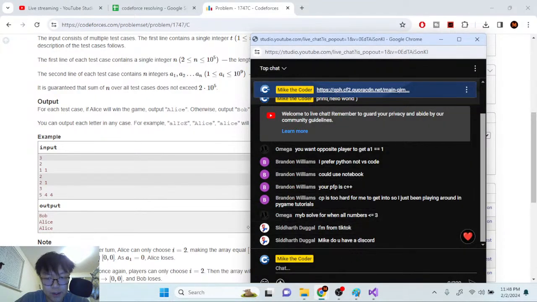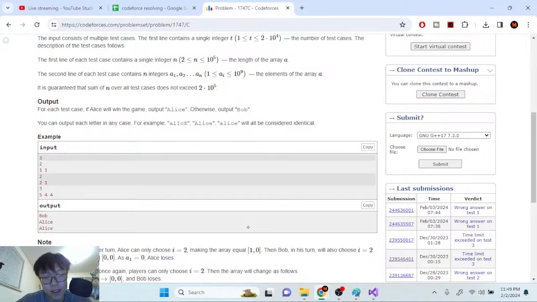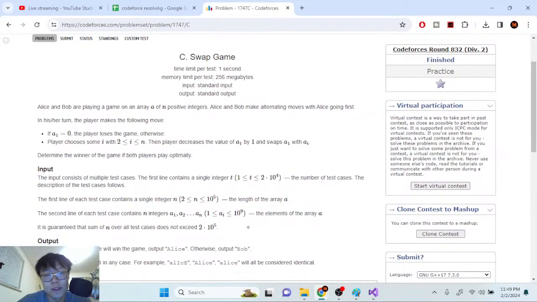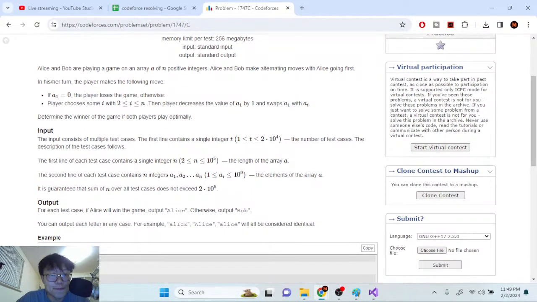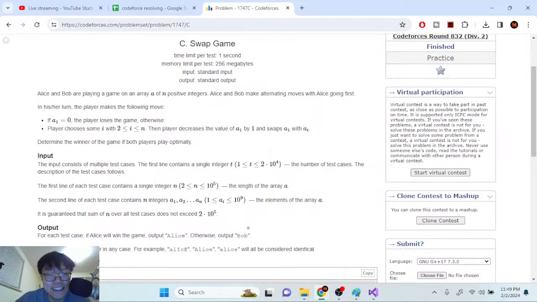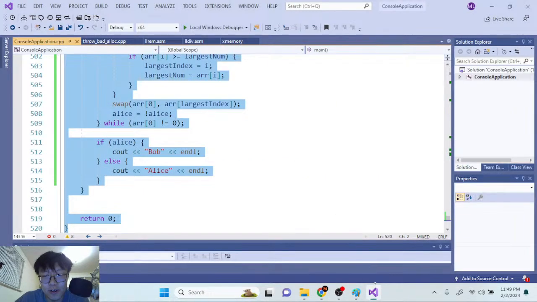I do not have a Discord. Hey, Sid. From TikTok. Cool. We're doing a hard algorithm problem. These are dumb games, stupid games that I can't solve because they're not normal. These are not normal games. Competitive programming, so hard.